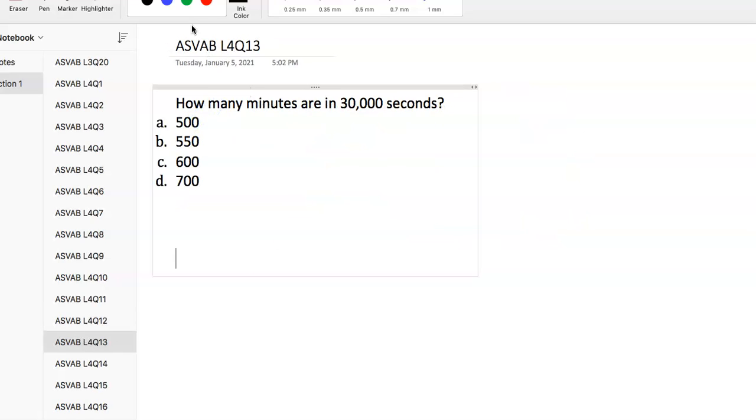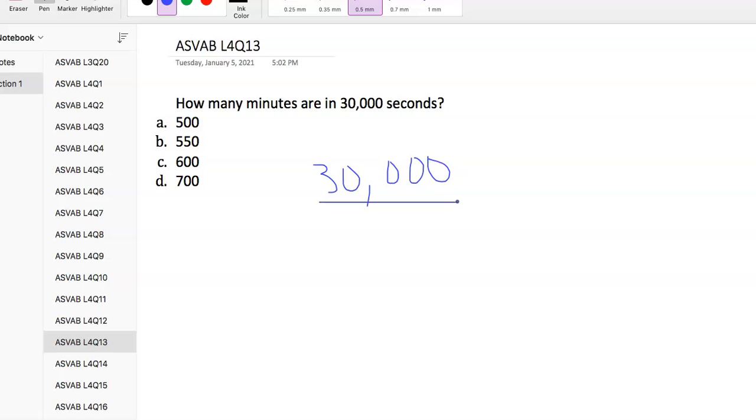Okay, fun question. How many minutes are in 30,000 seconds? Okay, so this is just unit conversion. And so really all they're asking you is, okay, so I got the 30,000 seconds, and then how many seconds are in a minute? 60. Yep, and if I do that, 30,000 divided by 60, I get 500. Answer choice A. That's all you're doing there.